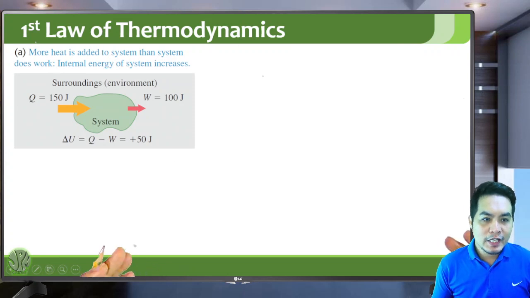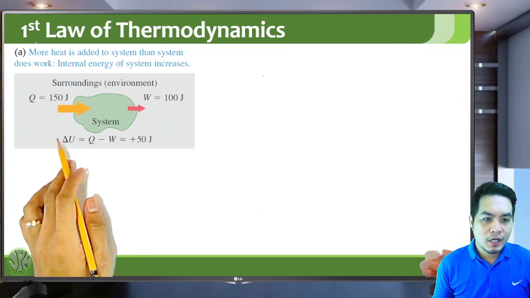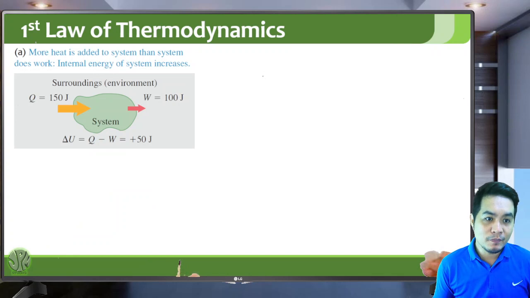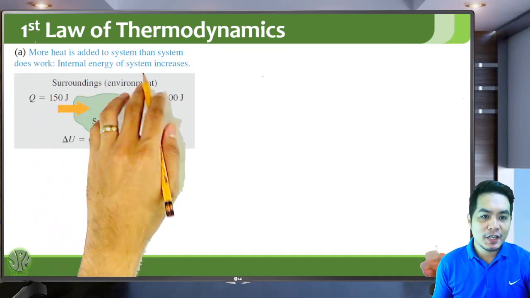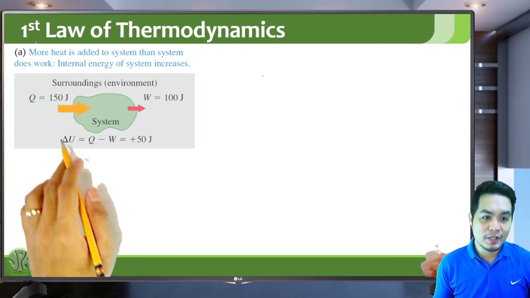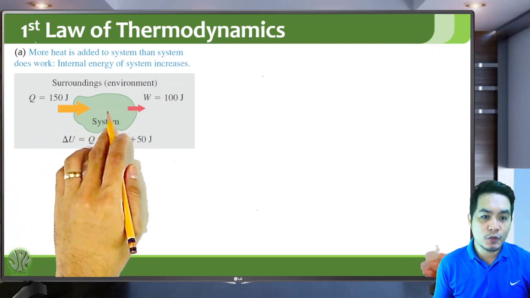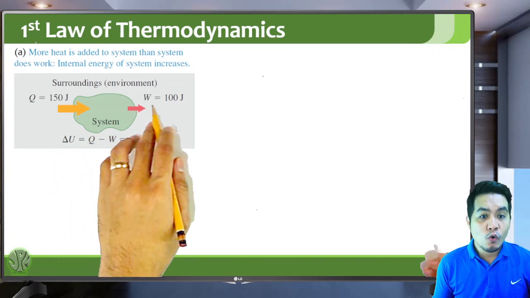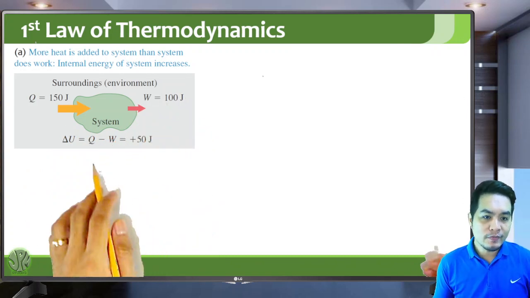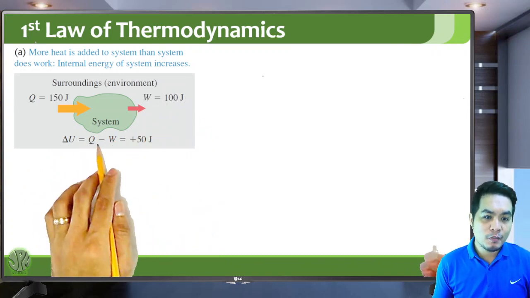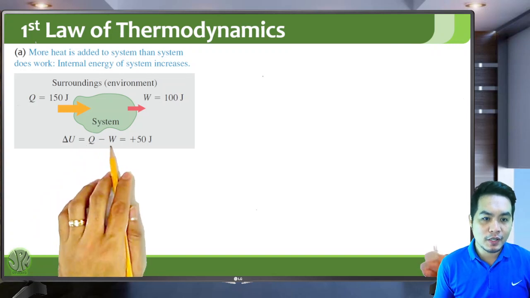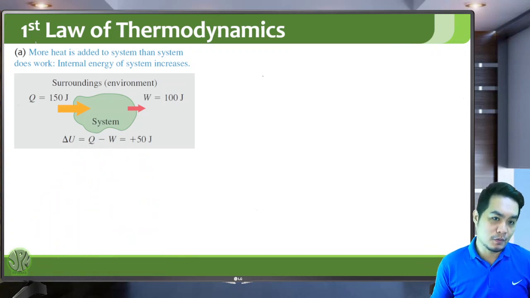So in this example, if there's more heat added to the system as compared to the work done by the system, then in that case, the internal energy of the system increases. So in this case, it absorbs 150 joules of heat and it only does 100 joules of work. Then the change in internal energy is Q minus the work, heat minus the work.